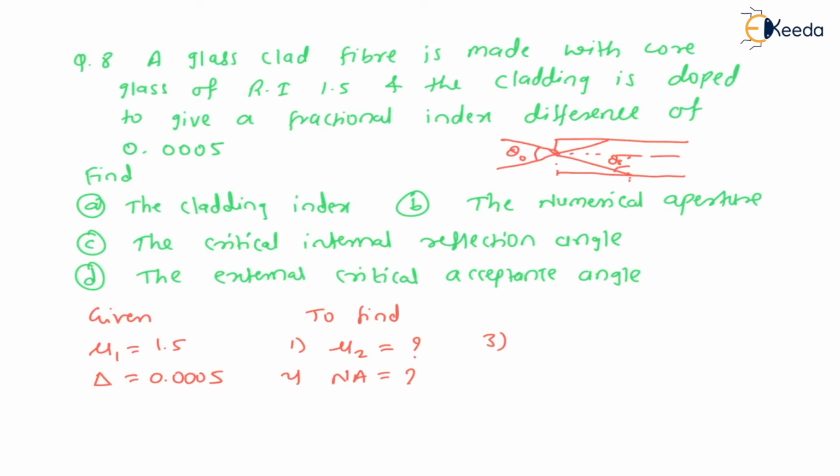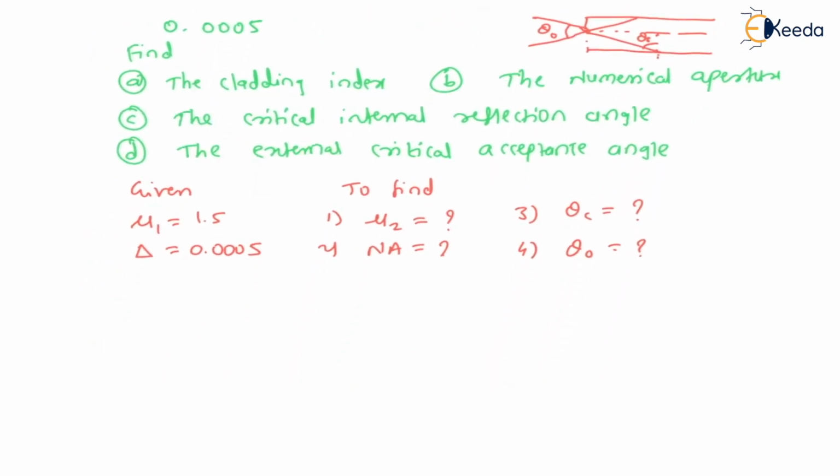So the third one is the critical internal reflection angle. It is nothing but the critical angle, so it will be theta c. Now come to the fourth quantity, the external critical acceptance angle. No doubt it is nothing but the acceptance angle. So the fourth quantity is theta naught, equal to question mark. Now we'll go for the solution.